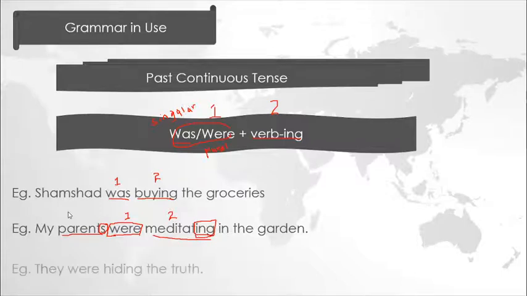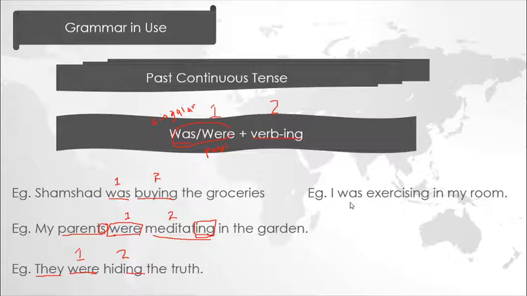Another example. They were hiding the truth. Then they is plural. It is used for more than one person. So we use a plural component first, which is also a helping verb. So we say they were hiding with ing. This is the first component, and we have the second component as hiding. So this is the second component.